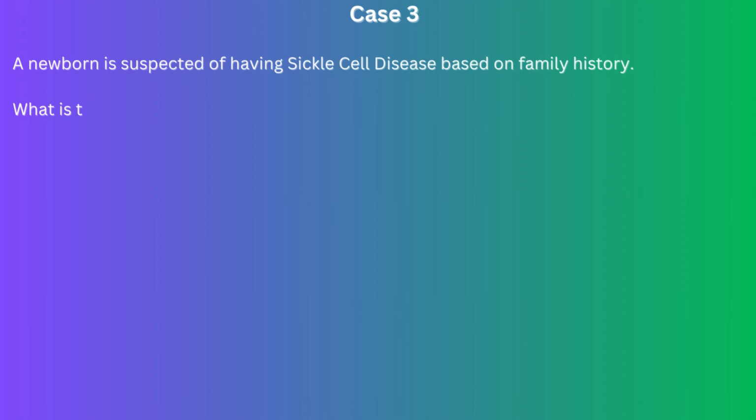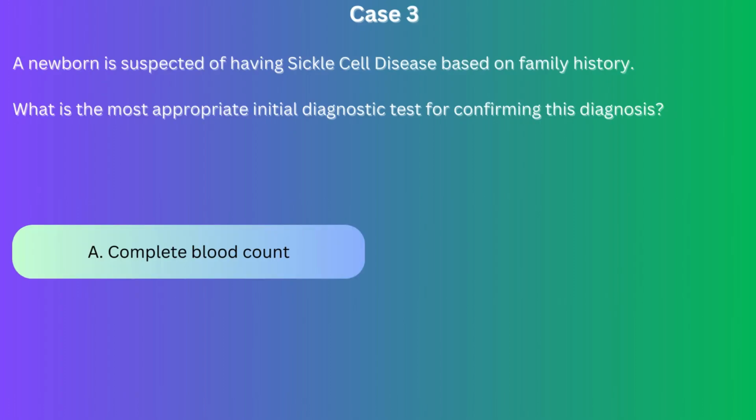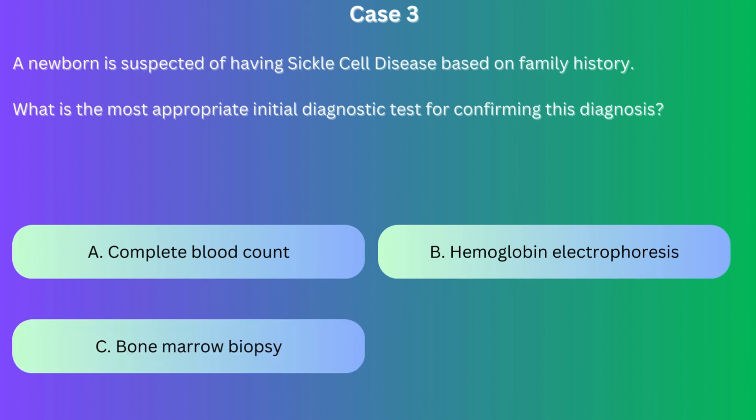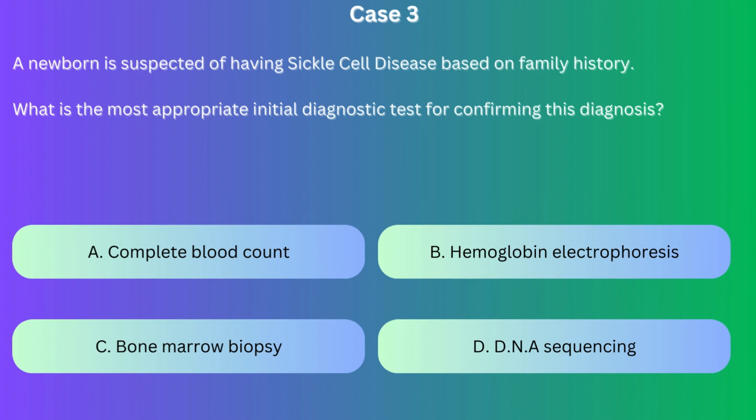Case number 3. A newborn is suspected of having sickle cell disease based on family history. What is the most appropriate initial diagnostic test for confirming this diagnosis? A. Complete blood count. B. Hemoglobin electrophoresis. C. Bone marrow biopsy. D. DNA sequencing.